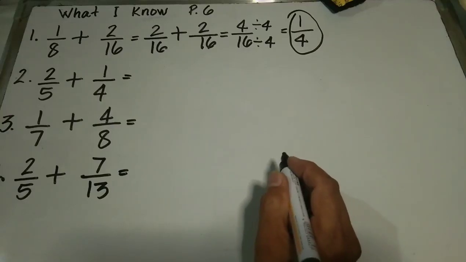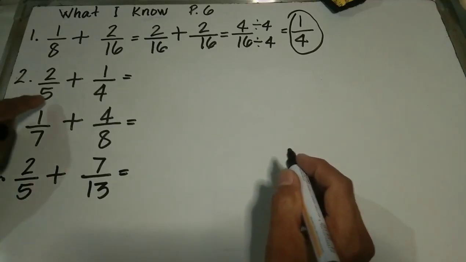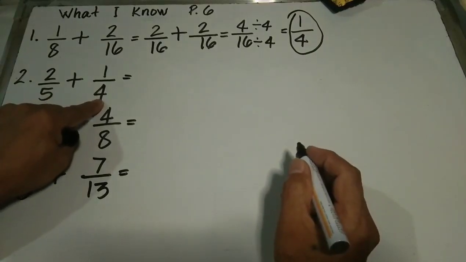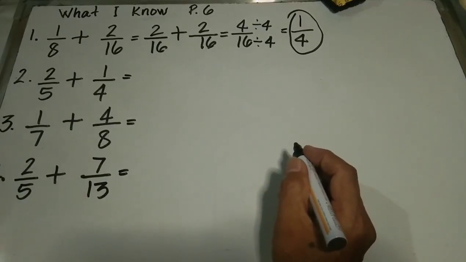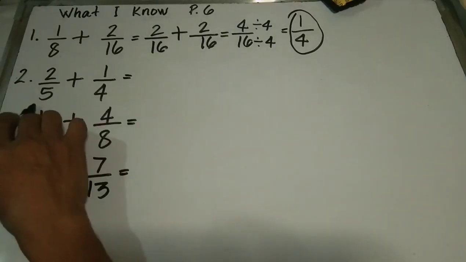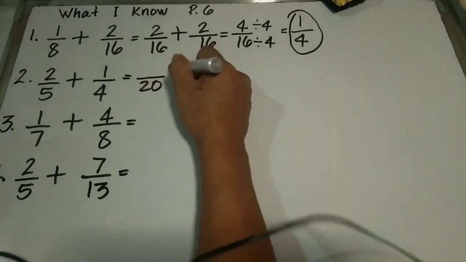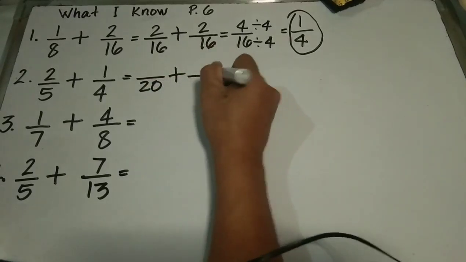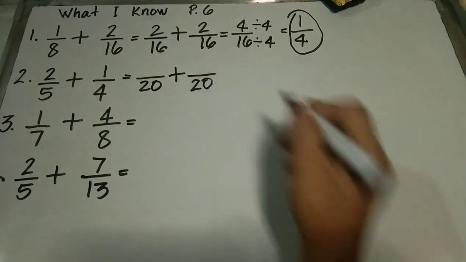Next, 2/5 plus 1/4. Okay, if you look at the two denominators, they are subsequent numbers. So if two denominators are subsequent numbers, you multiply them right away. Multiply the two denominators: 5 times 4, we have 20. So take note, if you have two subsequent numbers, you multiply them right away.